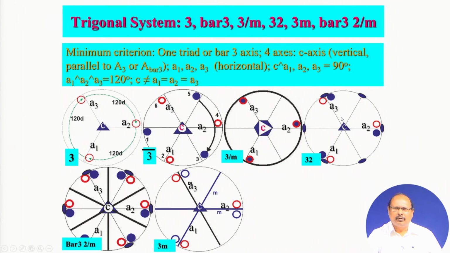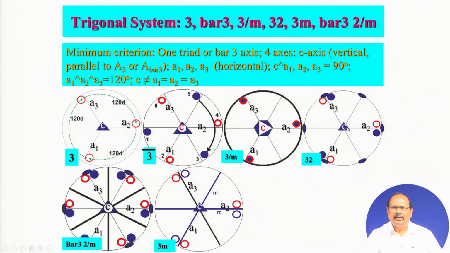As I have told you, the triad operation makes A1, A2 and A3 equivalent. But if you want to link one of the horizontal axes here, say for example the A2 axis, by the operation of this twofold axis of symmetry, this A1 twofold axis, A2 will never coincide with the C crystallographic axis. That is why C and A1 are not equivalent directions here.